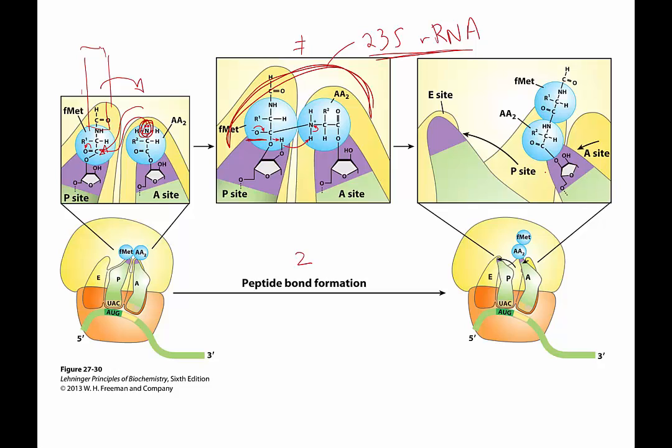And the ultimate end product then will be our new amino acid added on to the carboxyl end of the peptide chain. But you'll notice how the transfer RNA in the A site has shifted in conformation over to the P site.